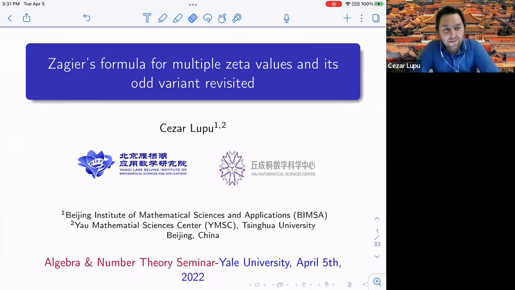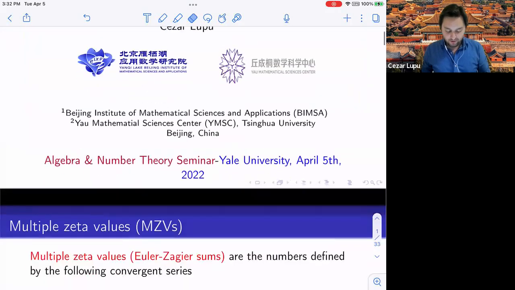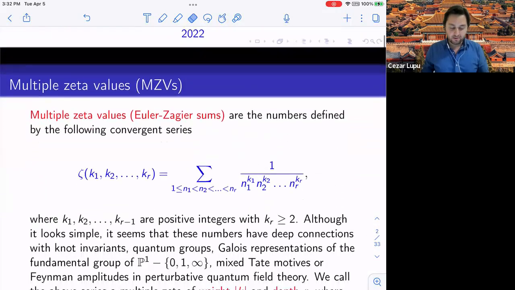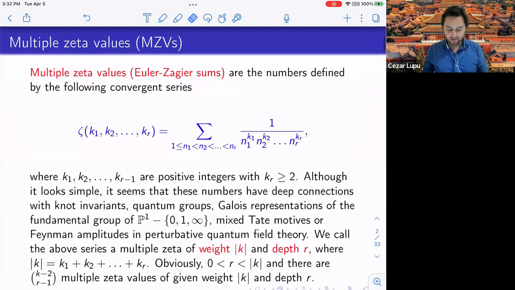So today I will talk about Zagier's formula for multiple zeta values and also its odd variant, in fact, which is what we call the multiple t values. And this formula has sparked a lot of interest lately, especially due to its wide range of applications, even in physics now, in quantum field theory and so on. So first, let me start with multiple zeta values. Let me give you some context first.